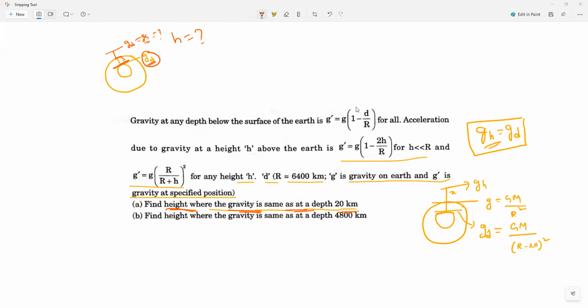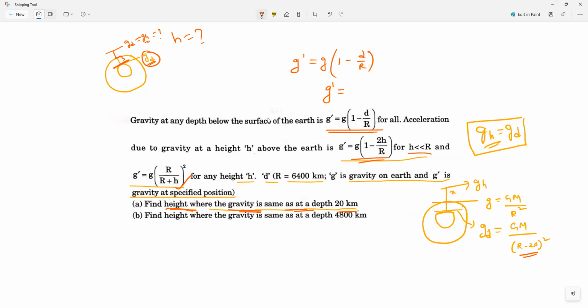Now, we know that at the given depth, what is the formula, guys? At the given depth, g dash is equal to g into 1 minus d by R. I just went to 20 kilometers only, so it's very less. For the height above, g dash is equal to, which formula do I have to take? This formula or this formula?